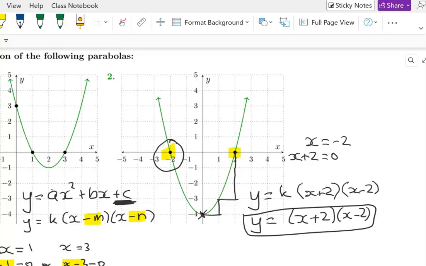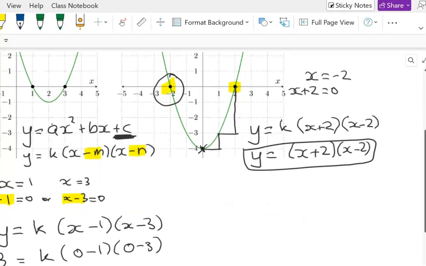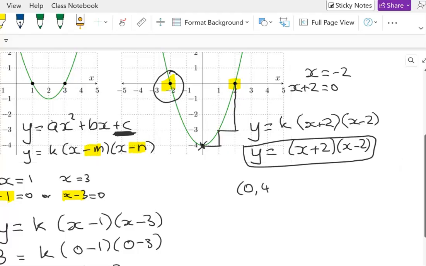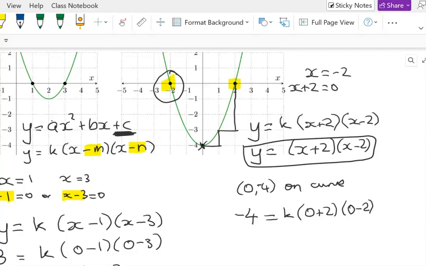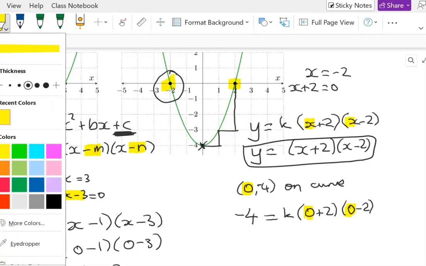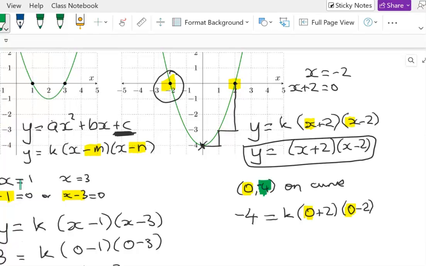Now I'm going to do it showing you how we can do it using substitution. So we know that 0, -4 is on the curve. We can substitute those values in. -4 is equal to k times 0 plus 2 times 0 minus 2. So just one more time, in case you're just getting this, we know that that 0 value is this x value. So we're substituting in 0 wherever we've got x in there. Okay, and we know that the y value is -4, so we're substituting in -4 here.